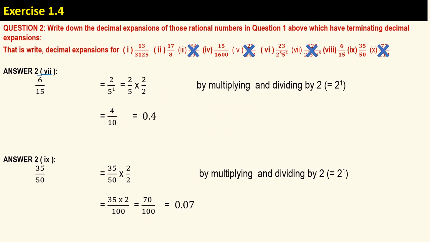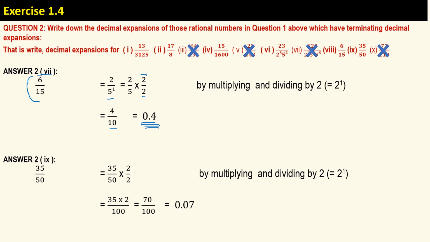Answer to part 7, the given number is 6 divided by 15, which is equal to 2 divided by 5, and we now multiply and divide this given number by 2. We get 4 divided by 10, which is equal to 0.4, which is our required decimal expansion.